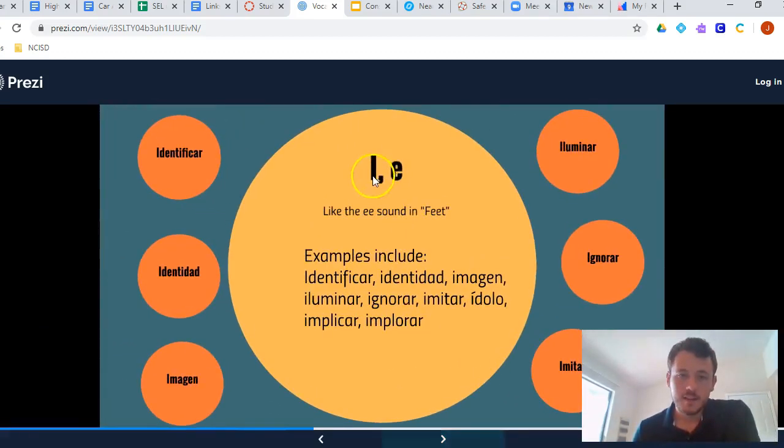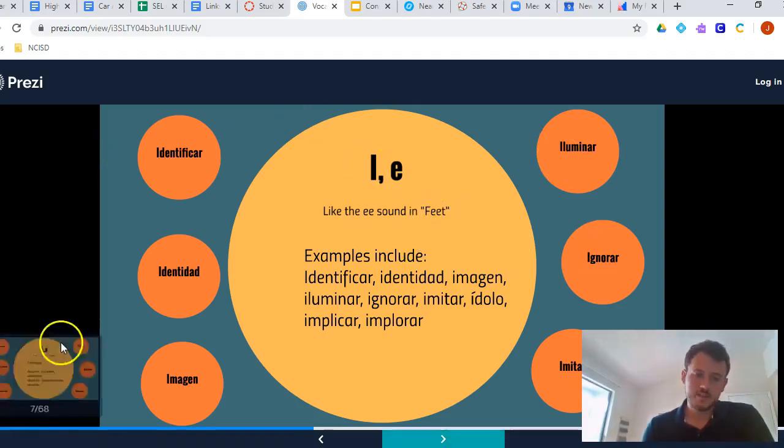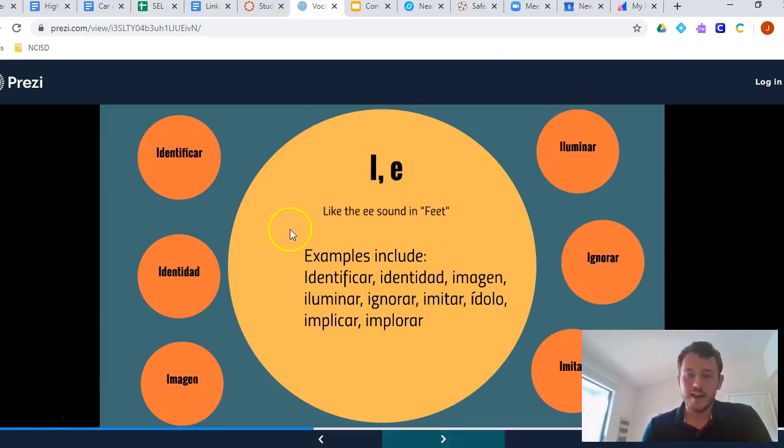Our I, which in Spanish we actually pronounce E, because it makes that double E sound in feet, or we. So it's our E. We have identificar, identidad, imagen, iluminar. So you can see there's two I's in this one. I-L-U-M-I-N-A-R, iluminar, ignorar. So it's always going to be like that double E in feet. That's our E. So we have A, E, E.